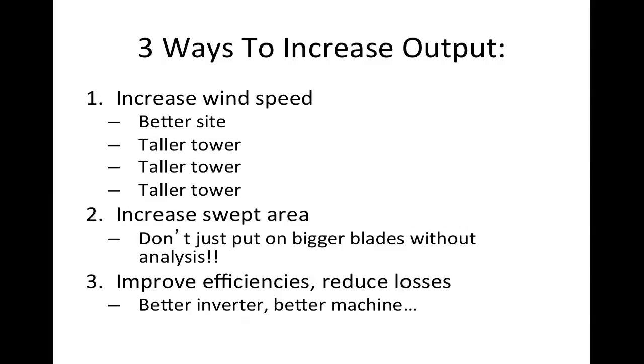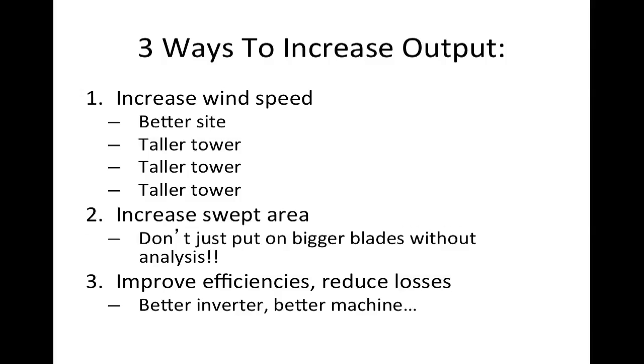So if I want to have more output from my wind turbine, there are three ways to do it, and each of those has different pieces to it. To increase the wind speed, well, you really can't increase the wind speed. You could move to a better site where the wind blows more often. You could also put it on a taller tower. The number one complaint by people who put up turbines is they didn't use a tall enough tower, and their next complaint is that they didn't use a tall enough tower.